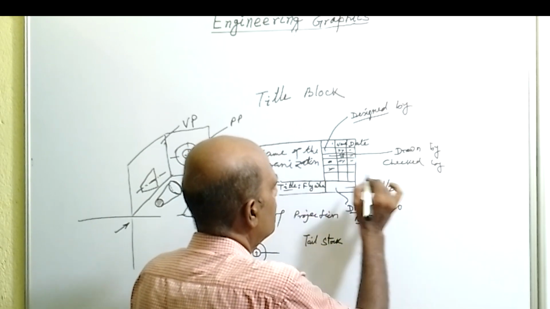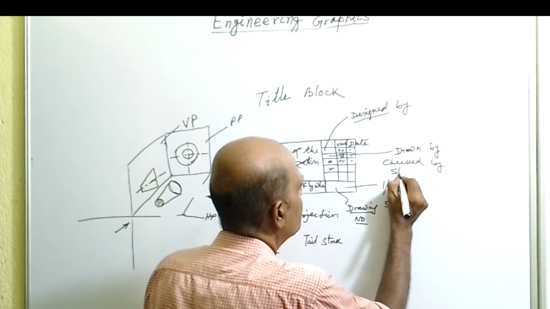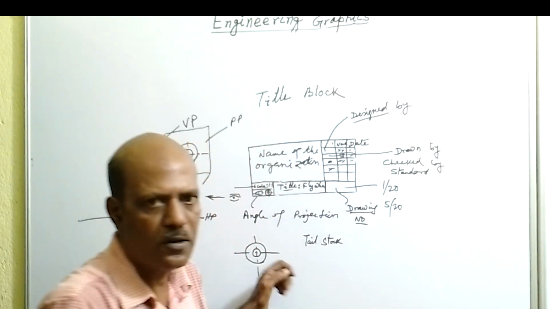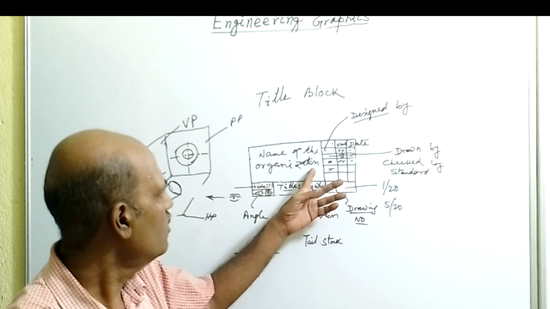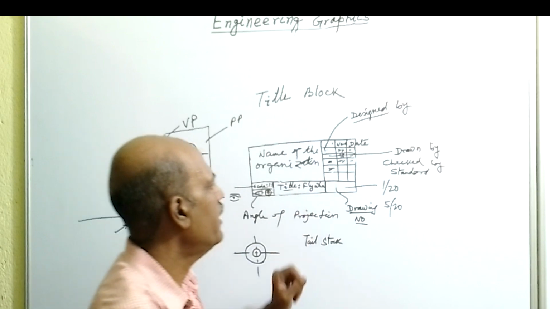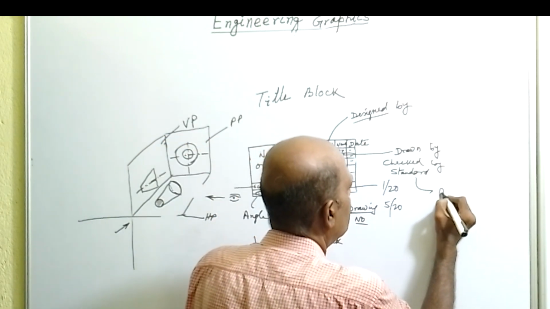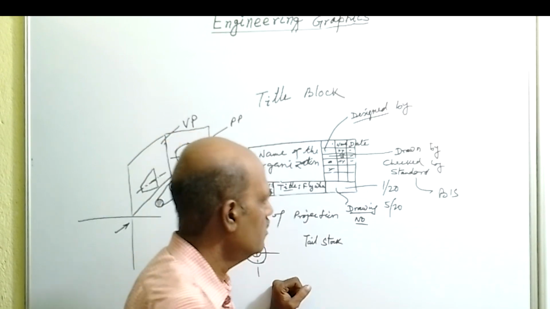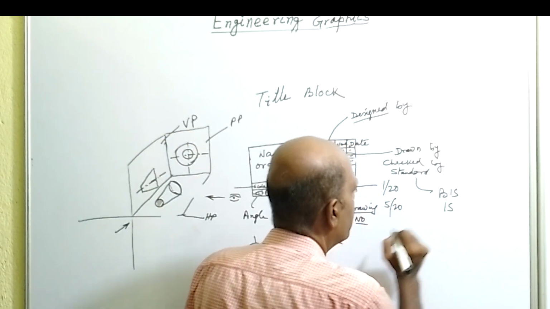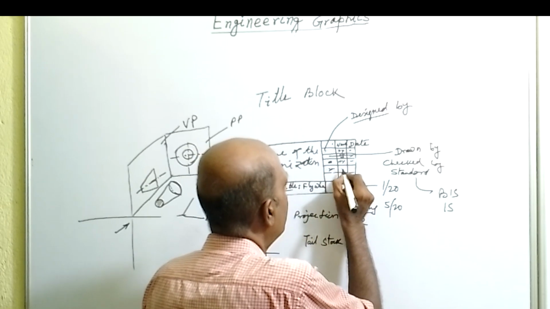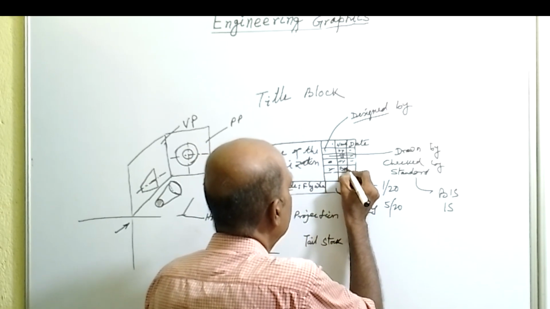Then here, the standard. Which standard is used for the drawing? That information will be available here. In India the standard used is the BIS standard, Bureau of Indian Standards, or the new name is Indian Standard. That information will be written here, the standard. So here, BIS standard.